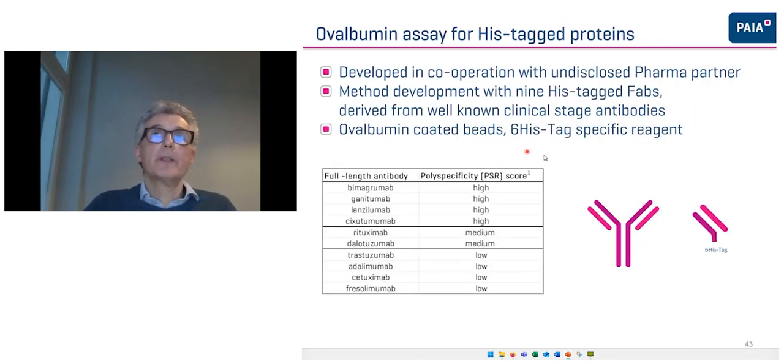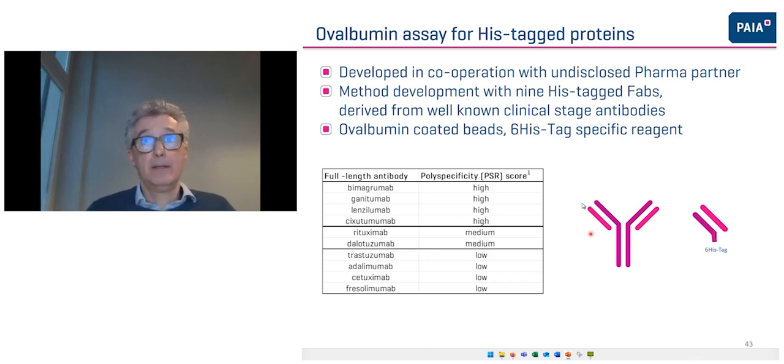That's the HIC assay for the his-tag proteins. And the second one is the ovalbumin assay. So we're looking here at polyreactivity. Another project which we did with pharma, and the setup of the project was pretty similar to the previous project. Here we got different his-tag Fabs from well-known full-length antibodies. You see the list here, and those were selected in such a way that we have some molecules in there with high polyspecificity, with medium and with low polyspecificity scores from the literature. So the aim was to look whether these his-tag Fabs show the same kind of behavior as the full-length antibodies.